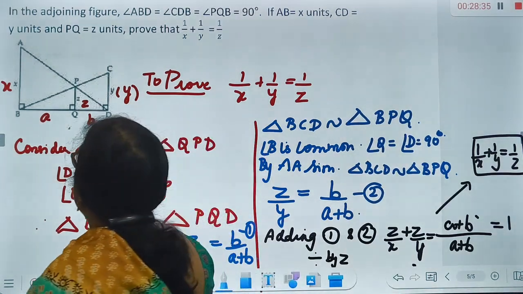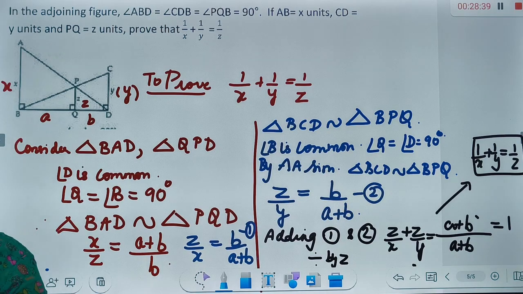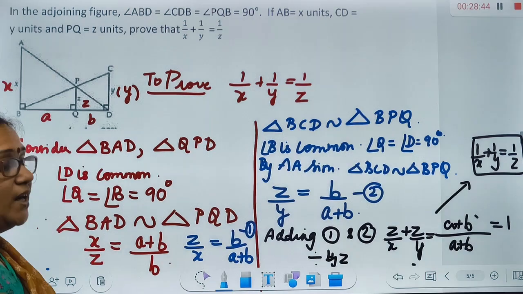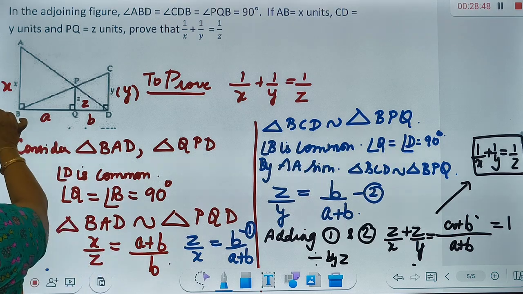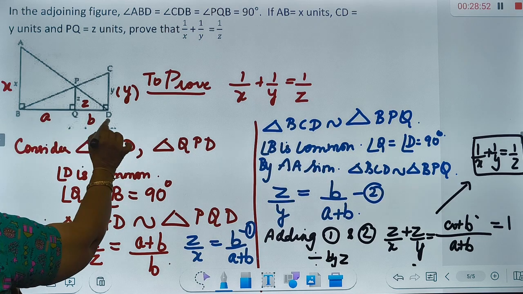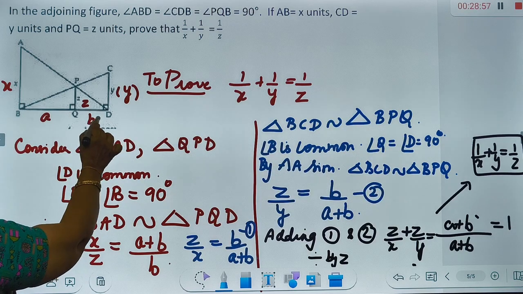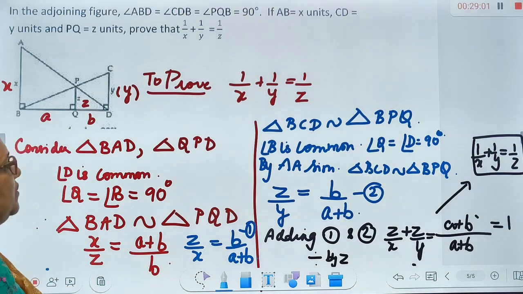So the idea here is, first look at the bigger triangle ABD. It is similar to this triangle PQD because one angle is 90, one angle is common. So write the similarity. X by Z. X is of the bigger triangle. So correspondingly take the bigger triangle, A plus B by B. B is the side of the smaller triangle. I've inverted: Z by X is B by A plus B.